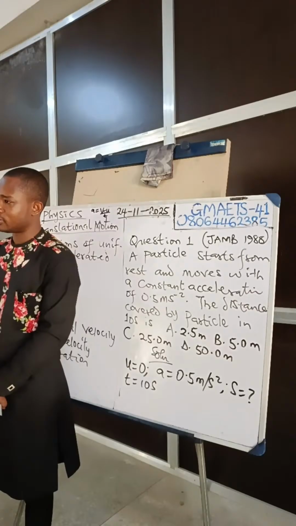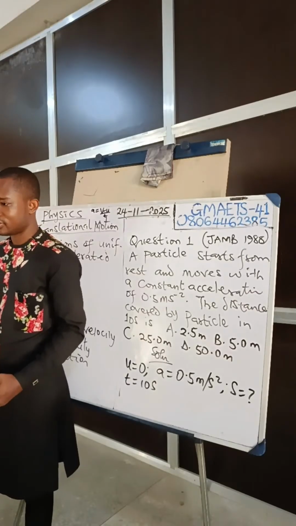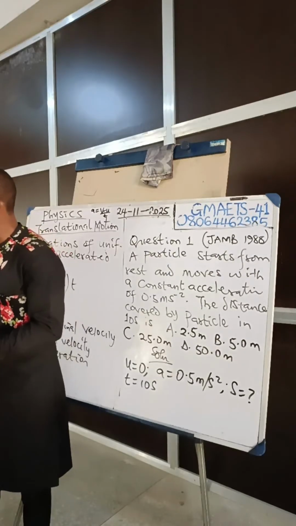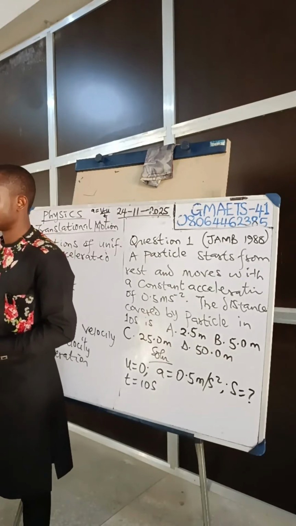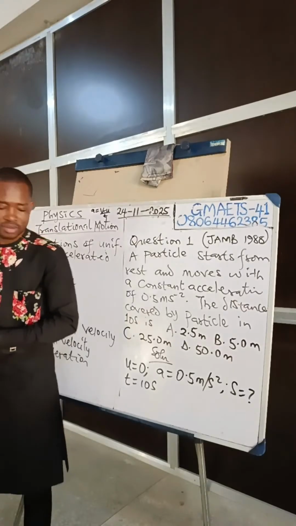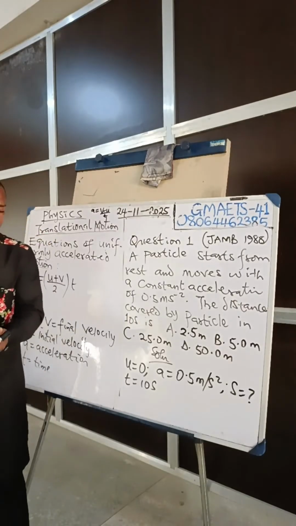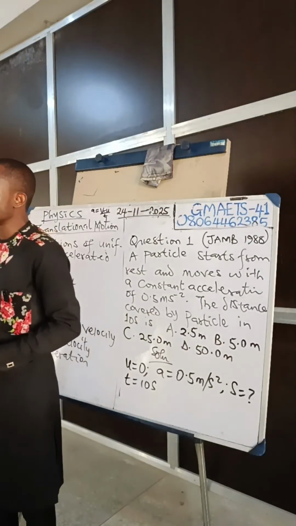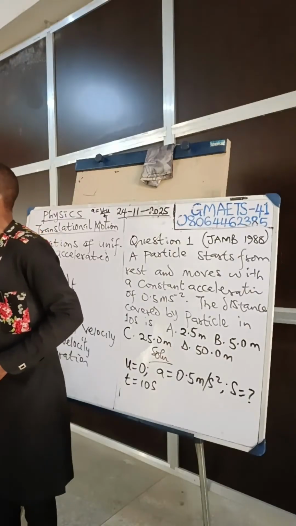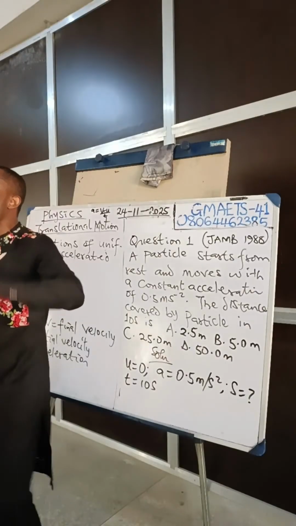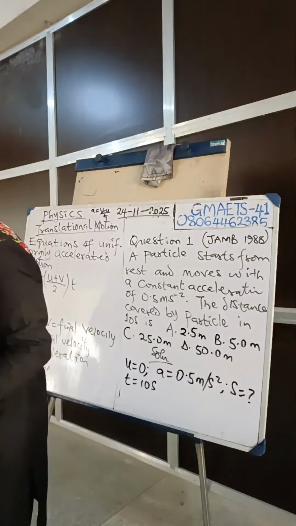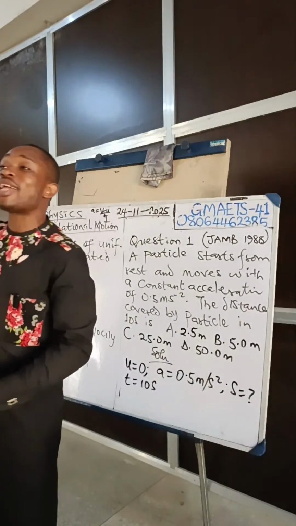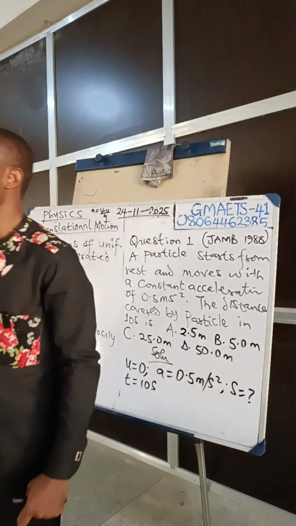Attention on the board now. Look at me and look at the board. We are done analyzing what is in your notes. We are looking for distance. We know u, we know a, we know t. In dealing with equations of motion, you don't just wake up and select any equation anyhow, and you don't have a ready-made equation for a particular question. Some of you have not even gotten the idea from reading the question, and you now start thinking of the equation of motion to use.